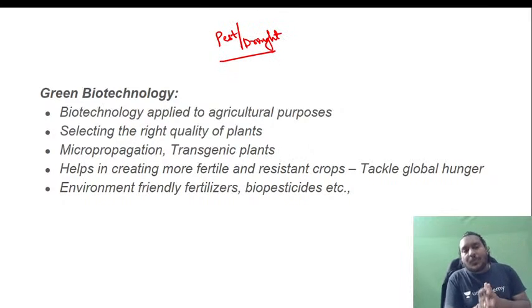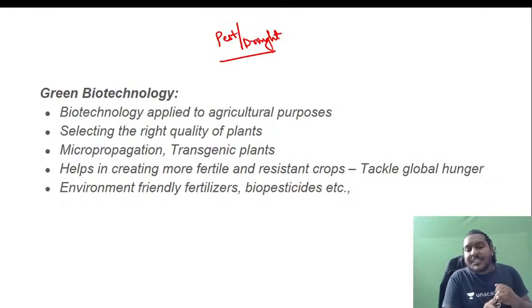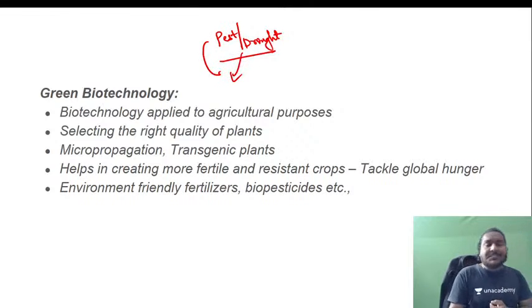This is something which people are facing a lot of problems with. So here we would try to use the area of biotechnology, especially for agricultural purposes. You would select the right quality of plants, and with the support of technologies like micropropagation and transgenic plants, you try to make certain changes here. That would create more crops which are fertile, more crops which are drought resistant and pest resistant. So when you have crops which are drought resistant and pest resistant, what could it lead to? It could deal with the biggest problem of the world right now, hunger.